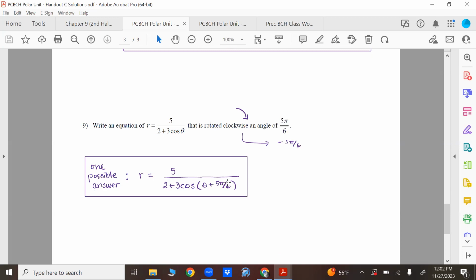Number 9. Yeah, that's just a transformation. And clockwise is actually the negative direction. So you do plus 5 pi over 6.